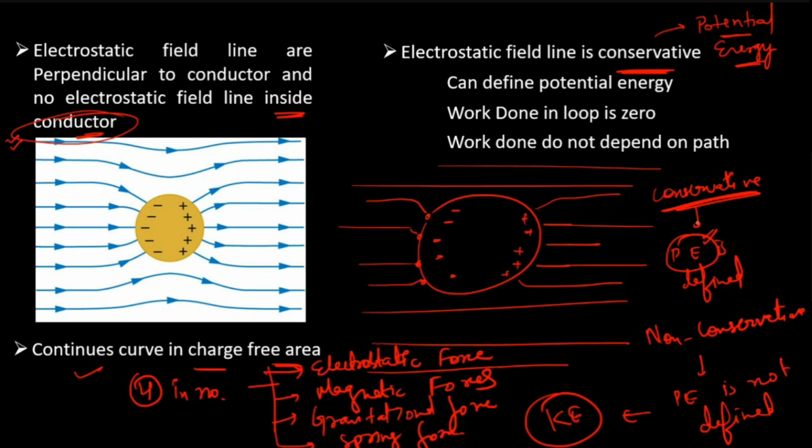Let me give you an example. There is a force called frictional force. For friction force, we don't define potential energy, we only define kinetic energy. Also, you can assume air drag, viscous force, or whatever other type of force might come to your mind. It is non-conservative, and for those forces only kinetic energy is defined. So you must remember these forces.